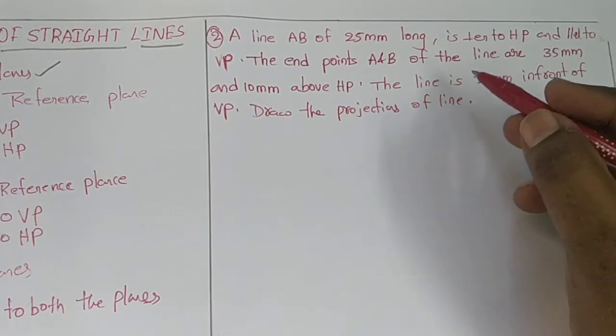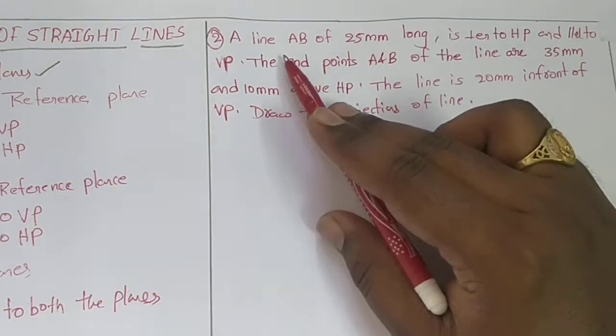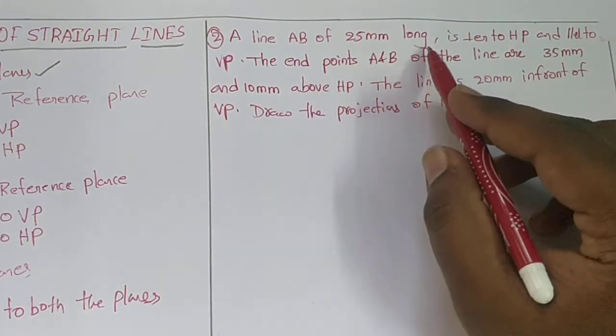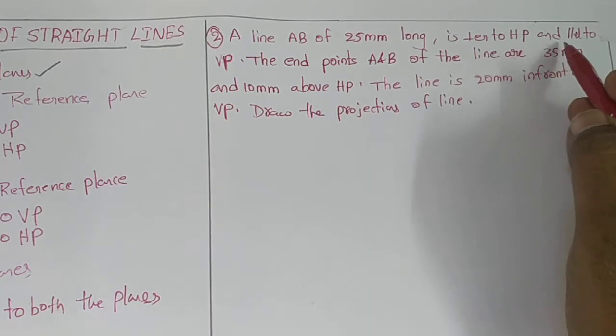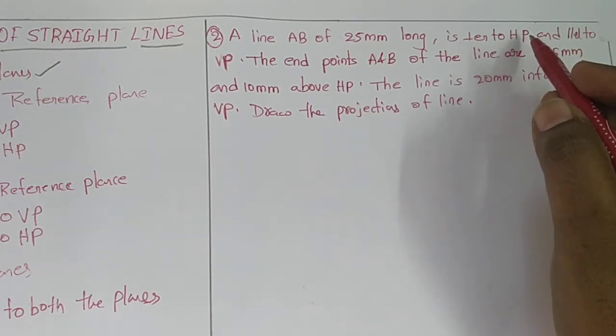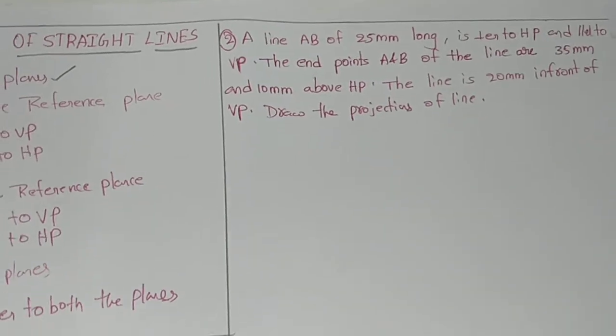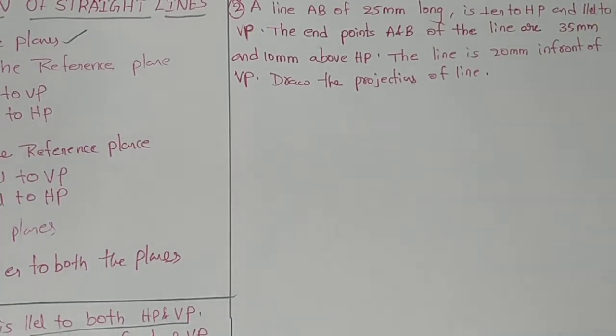Here, by using this problem, we need to first identify the condition or position of the line with respect to the vertical plane and horizontal plane. Here, the line AB, 25 mm long, is perpendicular to HP and parallel to VP. For that, first you have to imagine the object.